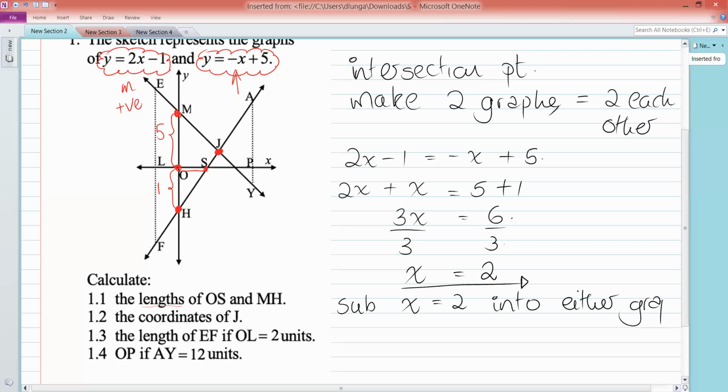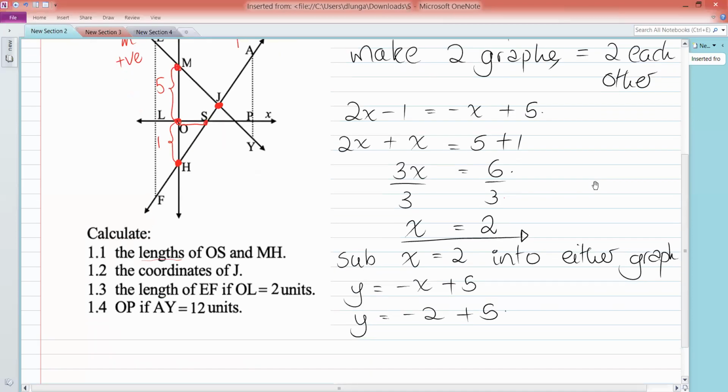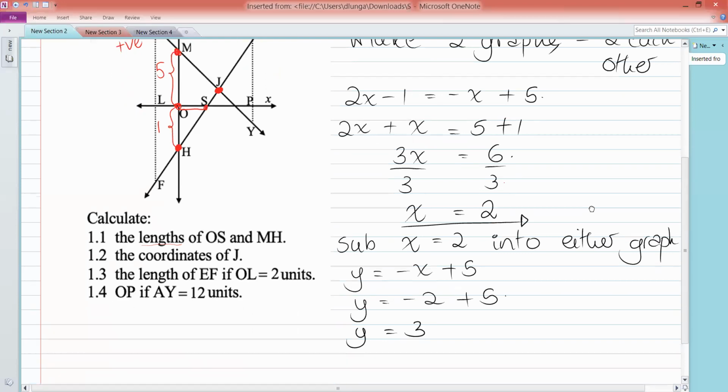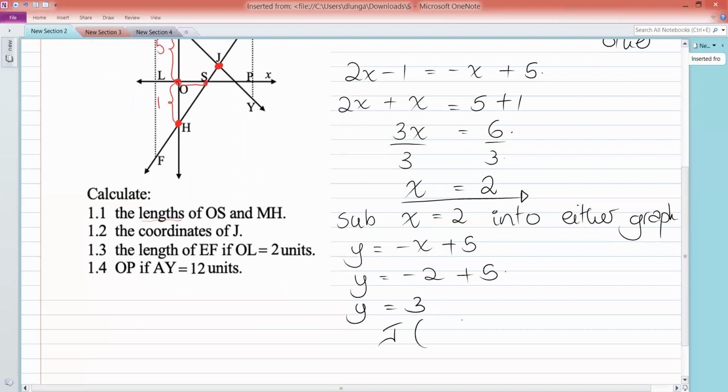Okay, so I'm going to choose the simpler one. I'm going to choose y equals negative x plus 5. So where I see x, I'm plugging in 2 like that. So look, our y coordinate is now equal to 3. So the coordinates of J are 2 and 3. There we go. All right, that's 1.2.